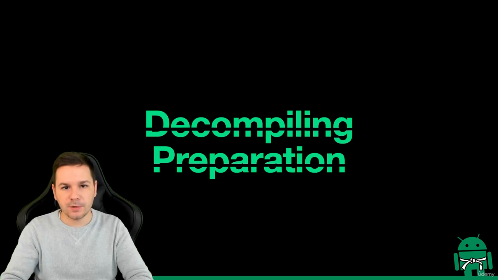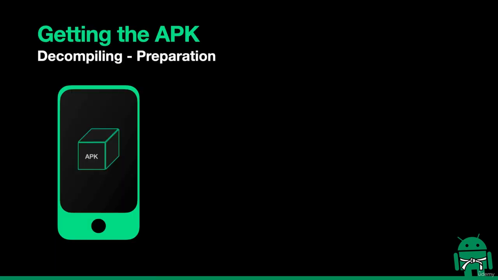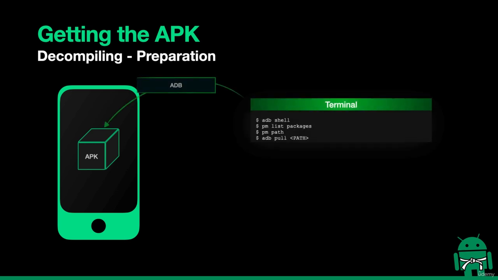We need to retrieve this app from the device. So let's have a look how this can be done. Here we have our smartphone and also the app which is on the smartphone right now. The easiest way is to simply establish an ADB connection to this device. And then we connect to this device and we use the package manager to identify the package name, because the package name is a unique identifier for this application.